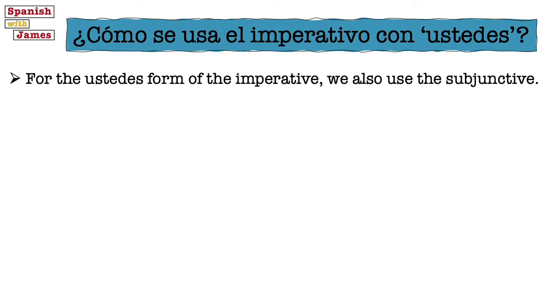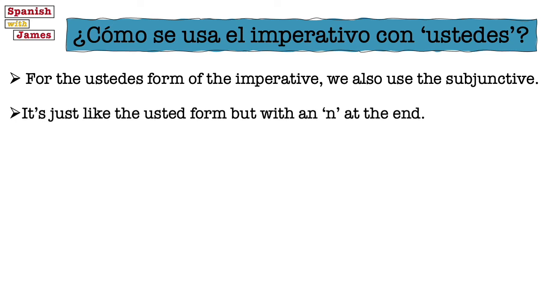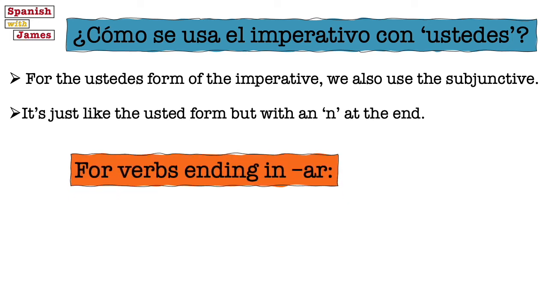Now for this, we also use the subjunctive, but it's going to be quite easy because we only need to know how to use it in one scenario, just with one group of people. And it's just like the usted form, but with an N on the end. So it's actually quite simple to start using this. So for verbs ending in AR, you're just going to take off the AR and put N, EN.